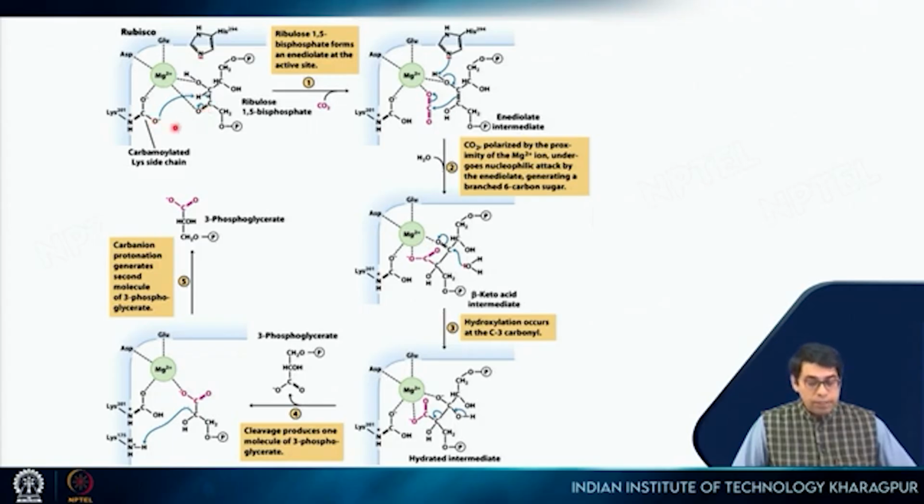The first reaction is the enol formation. So you see that enol formation happens here. At this point, this histidine 294 acts as a general base, so it abstracts this proton and triggers this reaction. Coordination of the carbon dioxide by the magnesium ion makes it a very good site for nucleophilic attack.